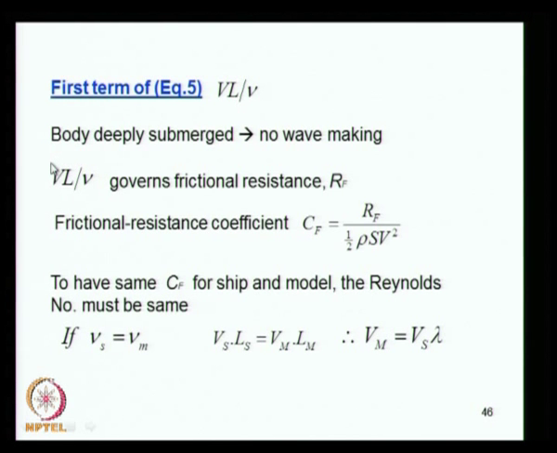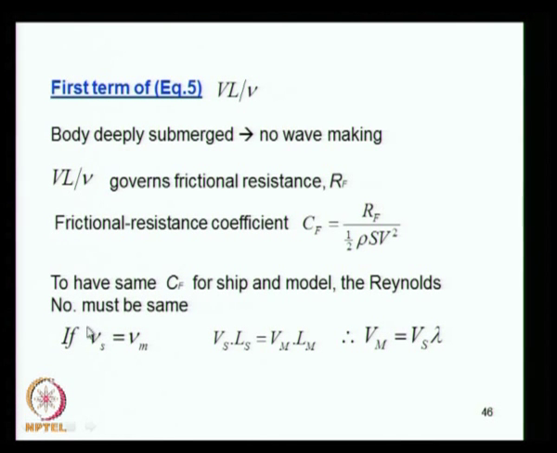So the frictional resistance Rf is now related to the Reynolds number. When you say it is a deeply submerged body, yes, that is what I mean. Here, it is coming later, I think, about double hull. The frictional resistance coefficient Cf is equal to Rf, the frictional resistance, divided by half rho S v square. It is the same non-dimensionalization parameter here as we did before. To have the same Cf for ship and model, the Reynolds number must be the same, because the frictional resistance coefficient is dependent on the Reynolds number.